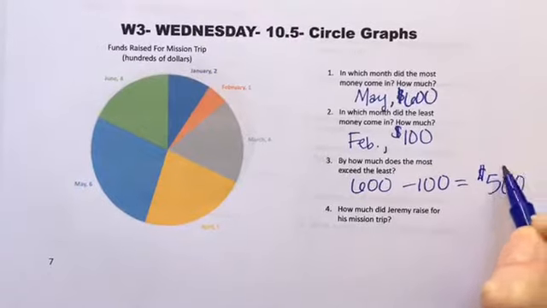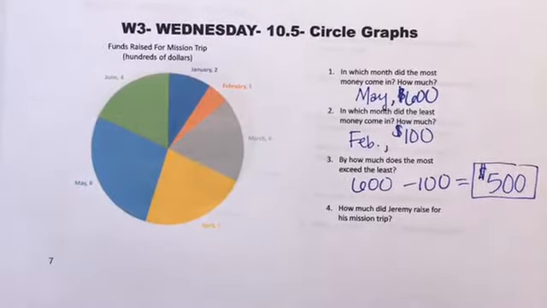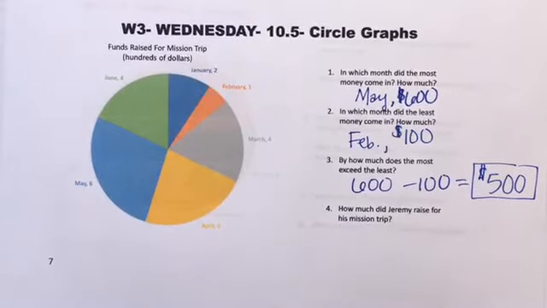All right, last question for this circle graph. And sometimes we call these circle graphs pie charts. Your book calls them circle graphs, by the way. How much money did Jeremy raise for his mission trip? How can we figure out how much total he raised for his mission trip?